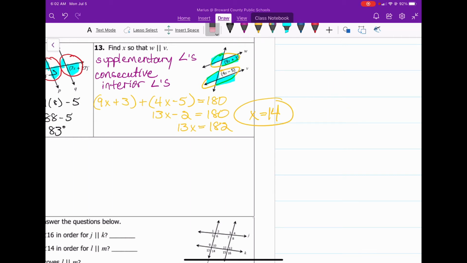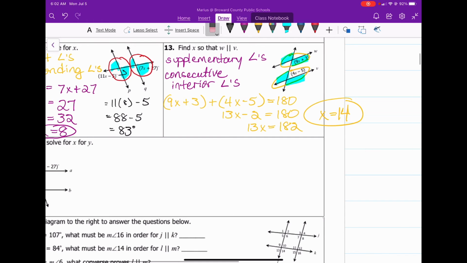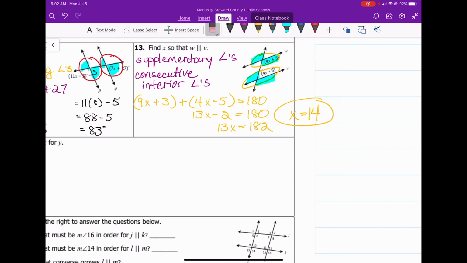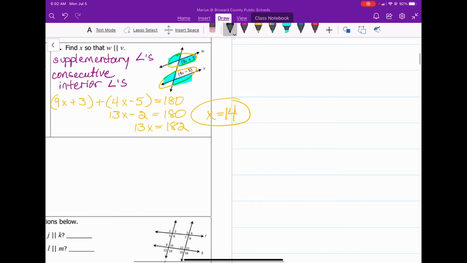Okay. Now, once again, just like with number 12, if they asked us to find the measure of one of the angles, let's say, for example, they asked us to find the measure of 4x minus 5. So 4 times 14 minus 5. Okay. 4 times 14. Let's double check it. I think it's 56, but I'm not sure. That's 16, carry the 1. Yep, 56. So 14 times 4 is 56. 56 minus 5 is 51. So this angle right here is 51 degrees.